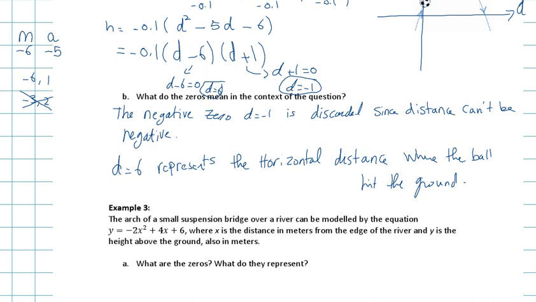So the ball is going to hit the ground 6 meters away from the player. That's what it means, right?